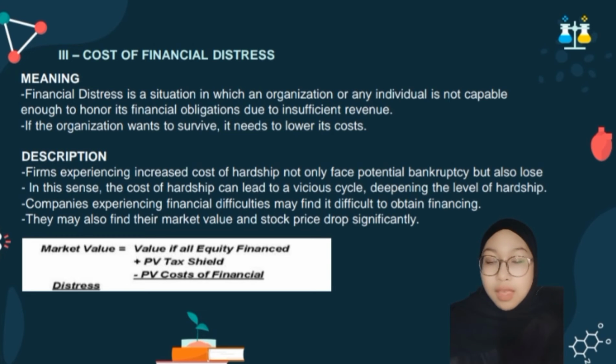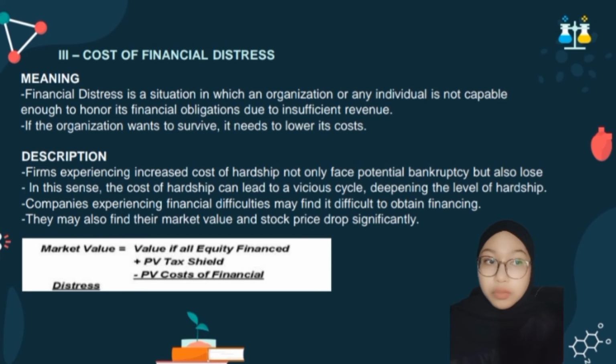Financial distress is a situation in which an organization or any individual is not capable enough to honor its financial obligation due to insufficient revenue. It is usually because of high fixed costs, outdated technology, high debt, improper planning and budgeting, and improper management leading to insolvency or bankruptcy. After this stage, the company becomes insolvent.